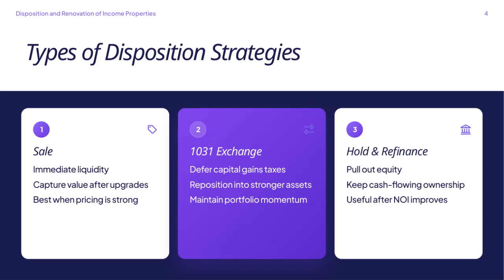Here, we're looking at four main types of disposition strategies for income properties. First, the sales strategy is all about immediate liquidity. This approach lets you capture value after making upgrades and tends to work best when market pricing is strong. Next, the 1031 exchange allows you to defer capital gains taxes by reinvesting the proceeds into stronger assets, helping you maintain momentum in your portfolio. The third strategy is hold and refinance, which involves pulling out equity while continuing to own a cash flowing property. This is particularly useful after your net operating income improves. Each of these strategies offers unique advantages depending on your investment goals and market conditions.